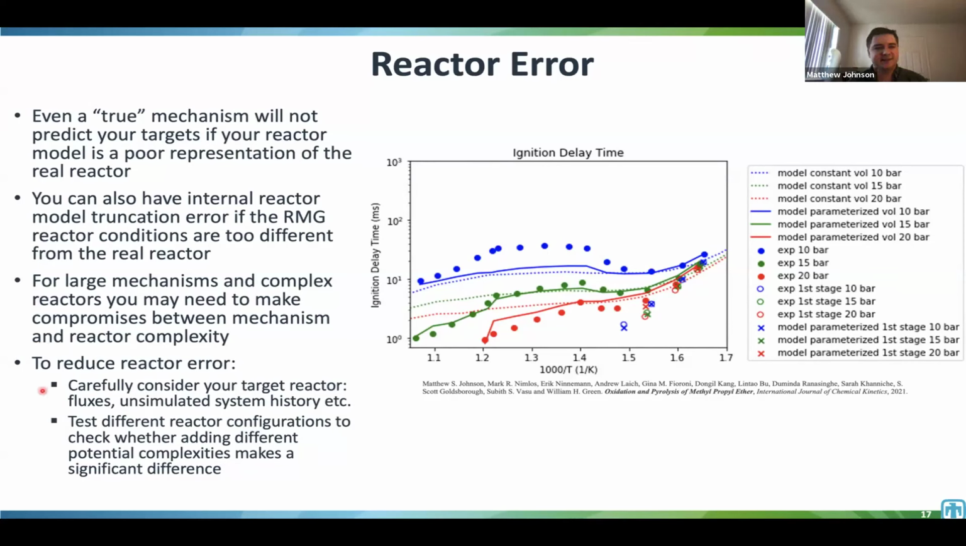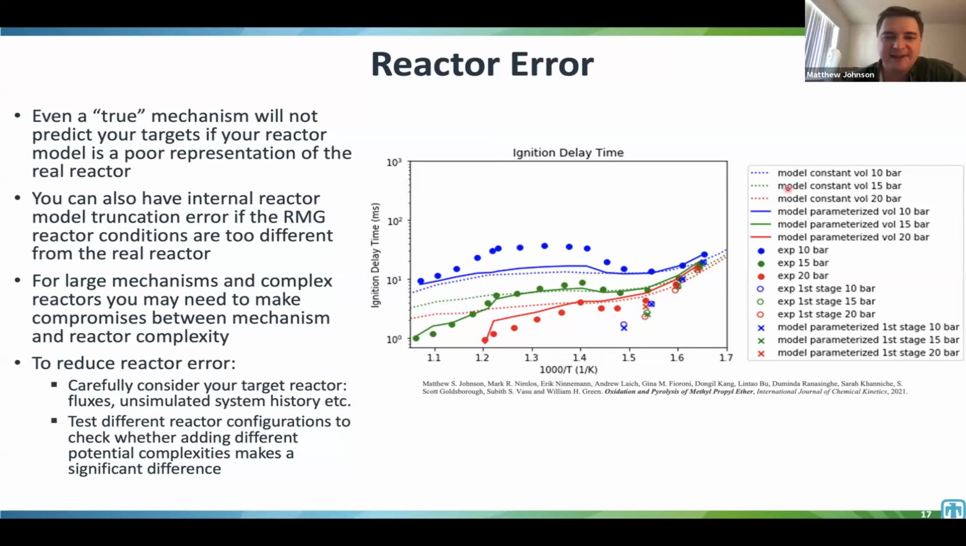More particularly, when you're dealing with these things, it's important to carefully consider your target reactor, your fluxes, your unsimulated system history, and a lot of the different aspects of your reactor. So in this case, this is an ignition delay experiment and simulations. The way these experiments are run is you insert some gas into the cylinder, and then you bring the piston down, which squishes it to a specific size, a specific compressed temperature and compressed pressure. Then you wait and see how long it takes for it to ignite, to explode, essentially.